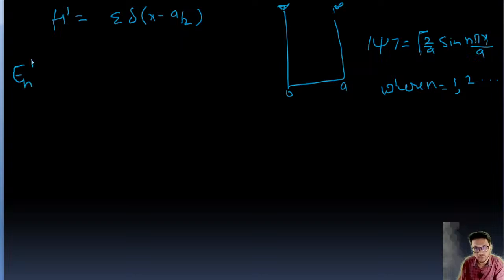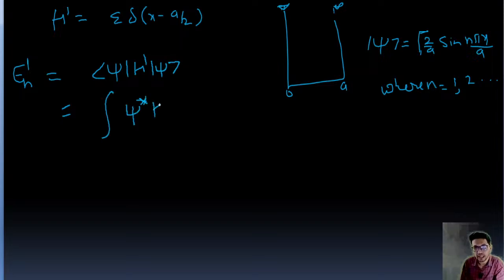So now we'll find E n 1, the first order correction in the energy eigenvalue, right? This we know, that is integration psi star h dash psi d tau. So this value is going to be the energy correction to the first order in the energy.